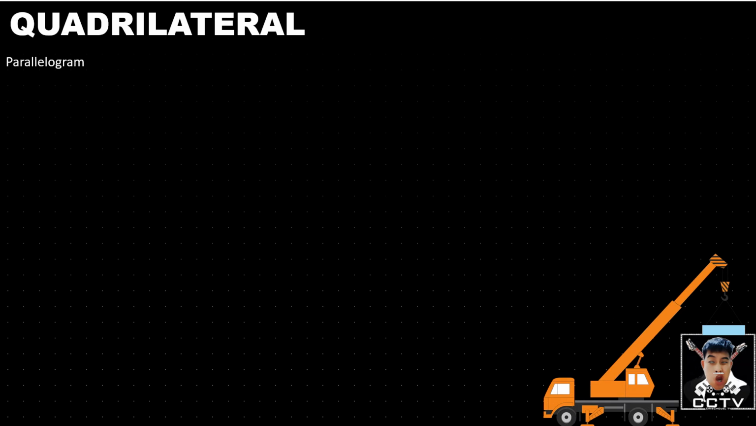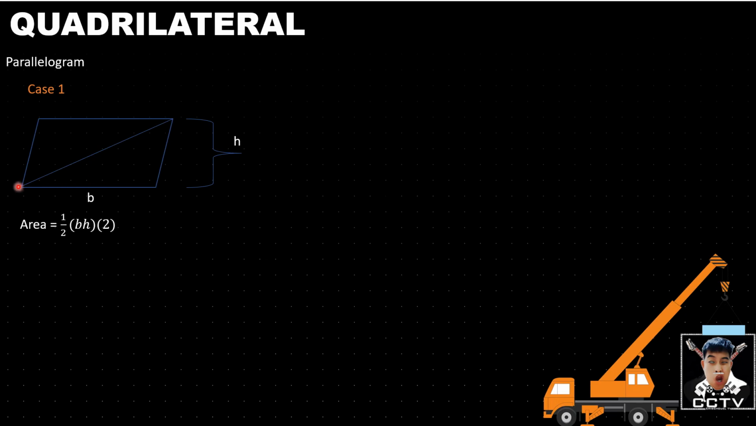Quadrilateral ulit. Parallelogram naman. Case 1, parallelogram. Ang basta tatandaan mo, parallelogram is yung nakabangking lang na rectangle. Kumbaga, naantok. And that is the base. This is the height. And pag cinut mo yan sa gitna, makaka-form tayo ng triangles, which is 2 triangles. 1/2 times base times height, and that is 1 triangle. I-times 2 mo lang, makukuha mo yung area ng parallelogram, and that is BH.